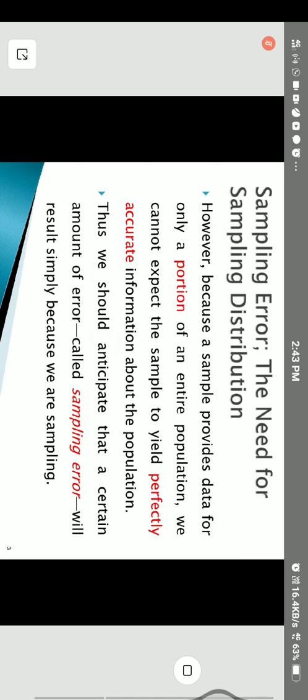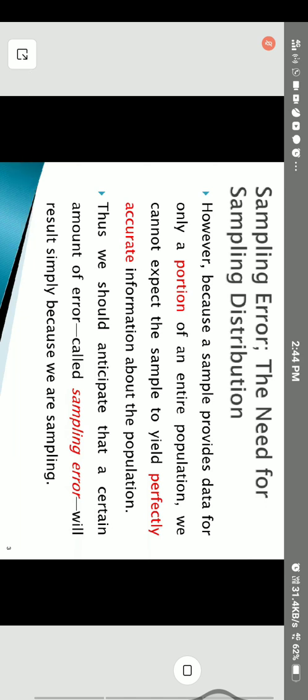Imagine, for example, you want to make an inference. You take 100 students, as we discussed in our first meeting on the first topic. You collect their ages, and then you make an inference that for all students at SOC, the average age is about 21 years old. We cannot survey all SOC students, so we do sampling. Because a sample provides data for only a portion of the entire population, we cannot expect perfectly accurate information about the population.